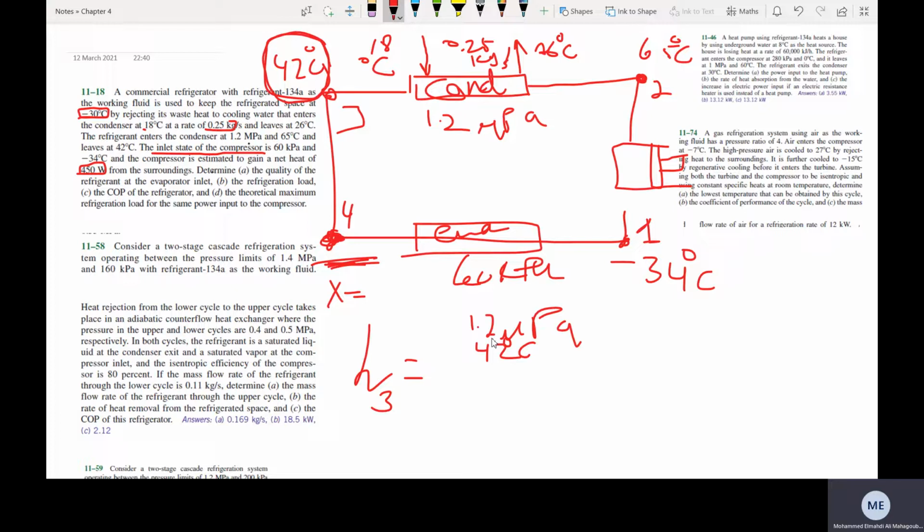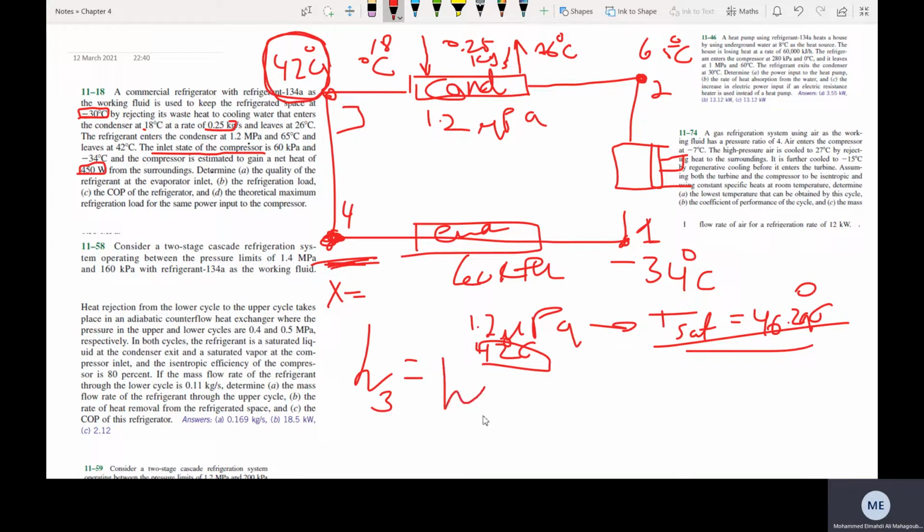1,200 kilopascals, in fact, has a saturation temperature of 46.29 degrees Celsius. So Tsat at this pressure is equal to 46.29 Celsius. Okay, so this is Tsat. And since we have a temperature that is lower than Tsat, what is the state? It is subcooled, yeah? So it is subcooled liquid.